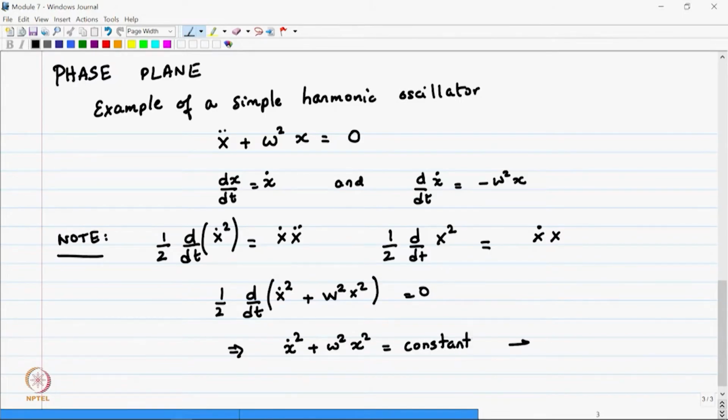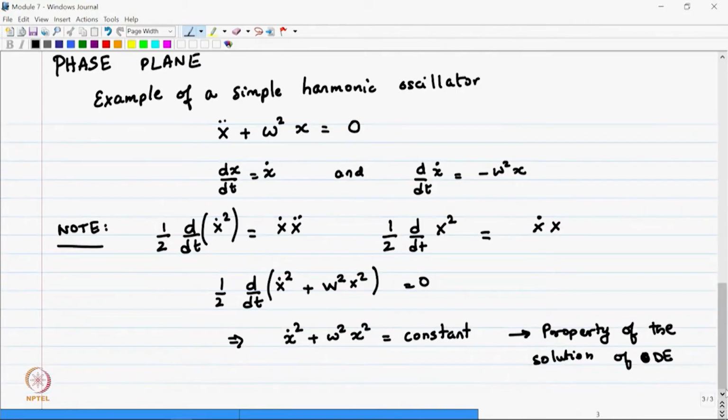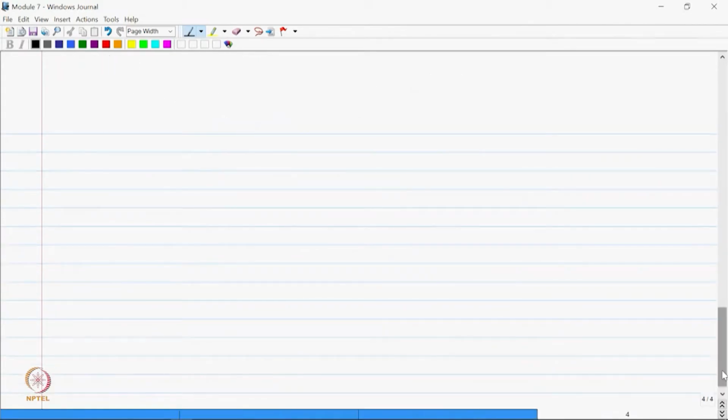This is a property of the solution. This is not the solution of the differential equation, but you note that the solution will satisfy this property. So now, what does this imply? In order to see this, we look at the phase plane.